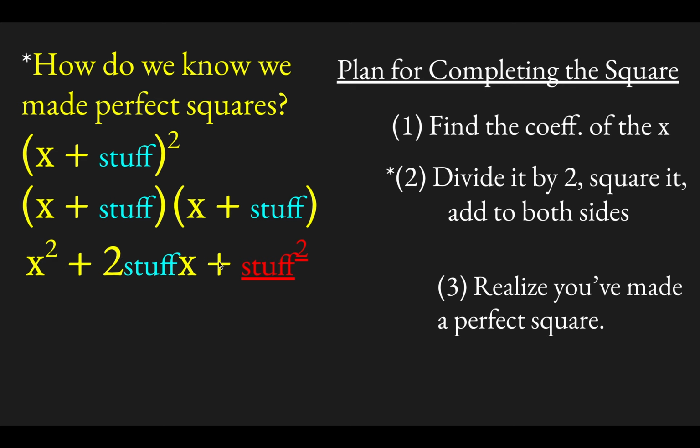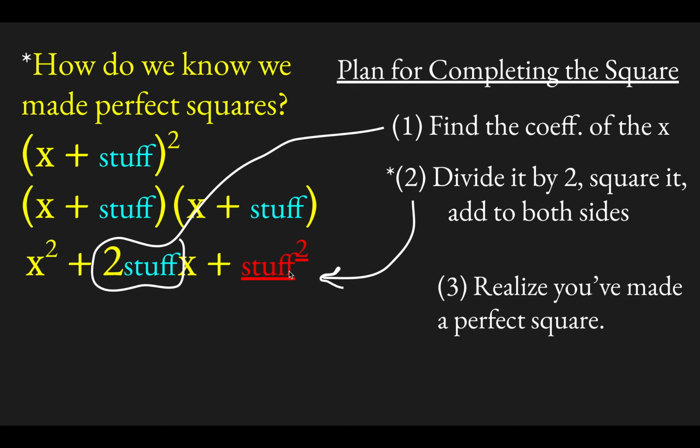Since that's what you get every time you square a binomial, you can then see why our little scheme works. What I told you to do in our little plan for completing the square was first find the coefficient of the x. Well, that's right there. And then I told you to take that coefficient, divide it by 2, and square it, and add to both sides when you're completing the square. And that's where this term came from.